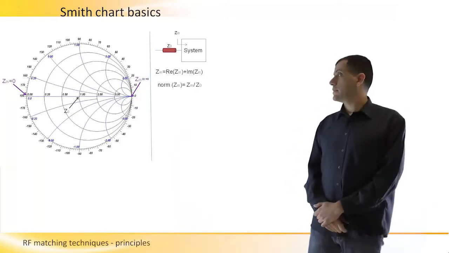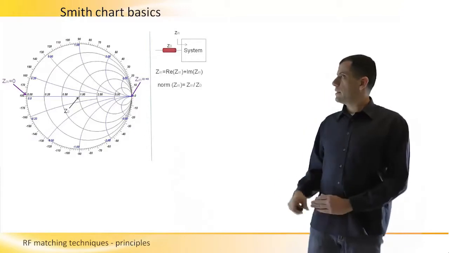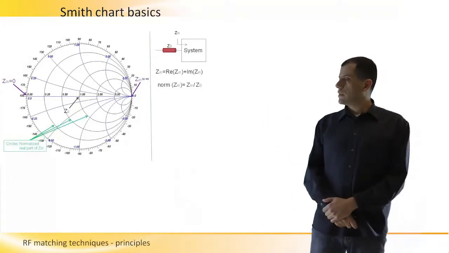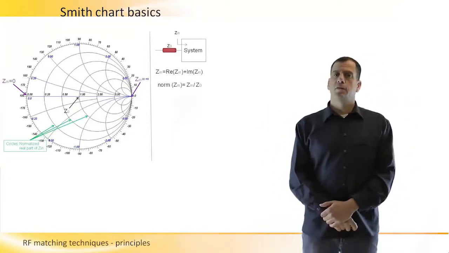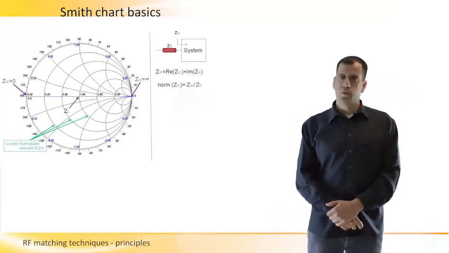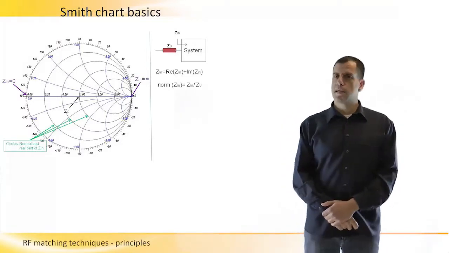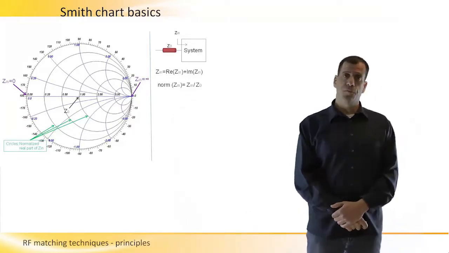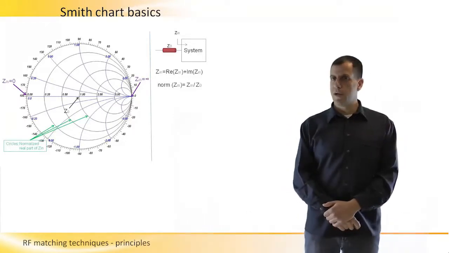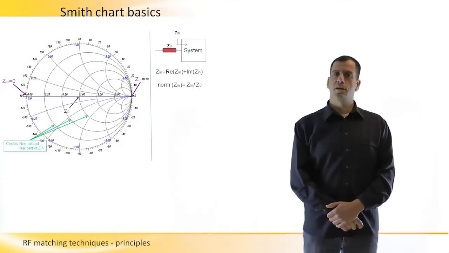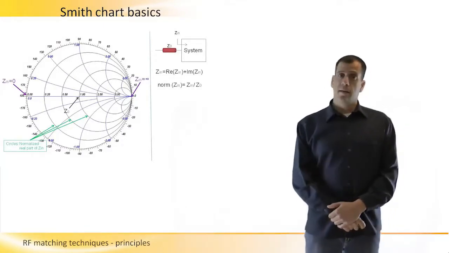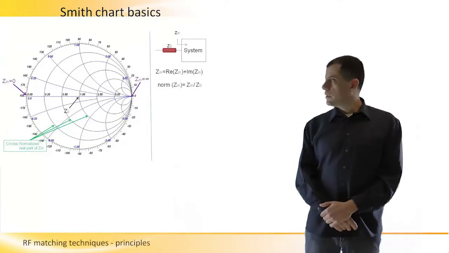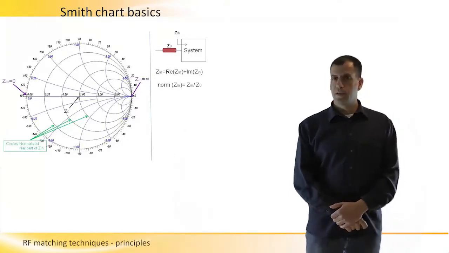Okay, the next thing we have to discuss here is the circles. The circles represent the real part of the input impedance. One word before we continue: we always discuss a normalized impedance. We never discuss the real impedance, and before we do anything on a Smith chart, we have to normalize the input impedance to Z0. We do that by dividing both the real and the imaginary part by Z0.